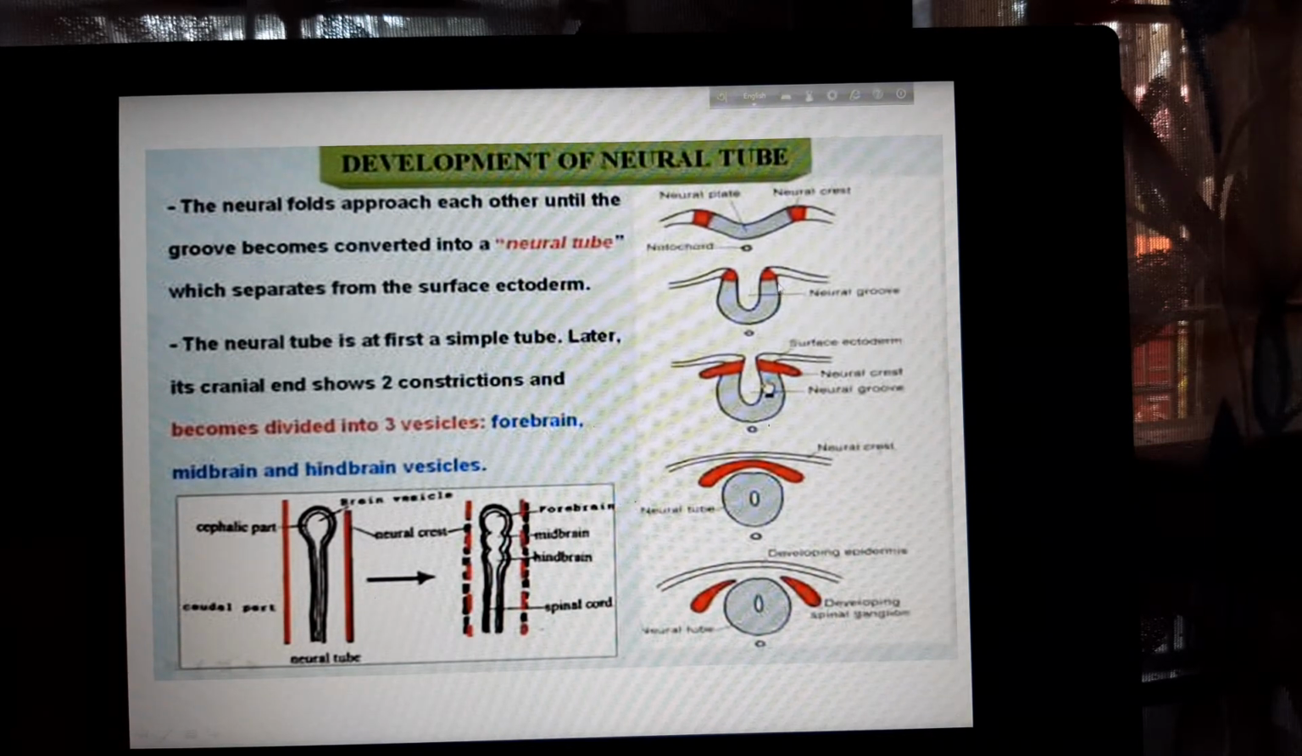This is the neural fold. The cells of the neural plate develop and finally the neural fold is developed. The cells of the neural fold migrate and arise on both sides of the plate. The cells move towards the dorsal side as the neural fold develops.